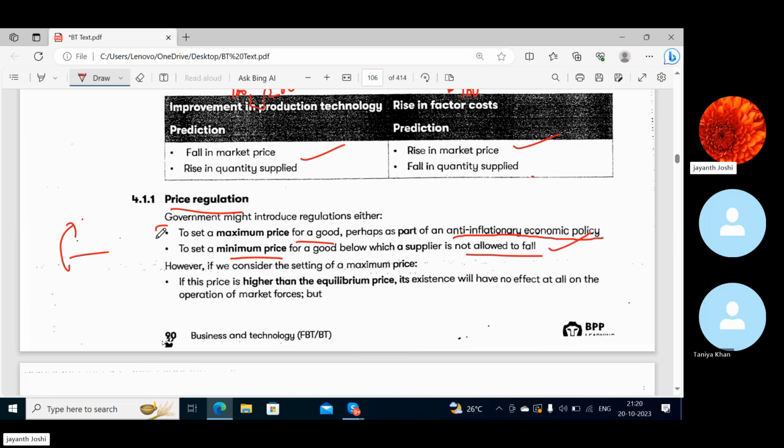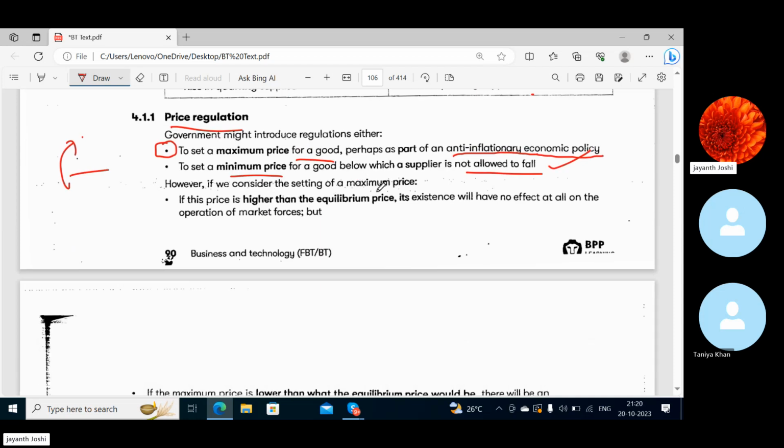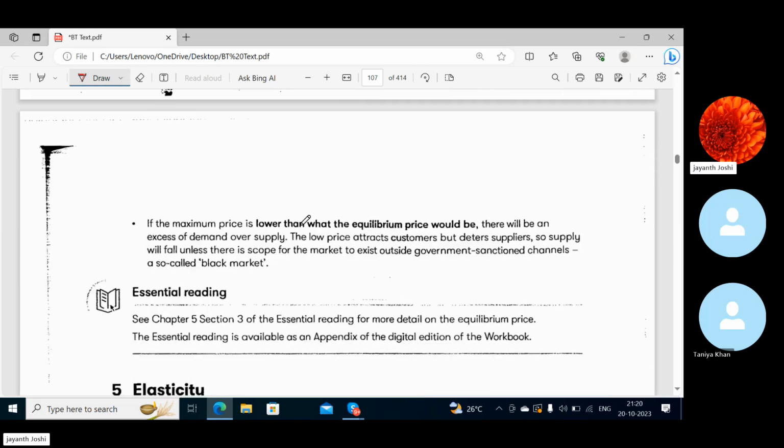So the maximum price is from the customer's perspective, that the customer should not be paying very high prices. And the minimum price is with respect to the suppliers, they shouldn't be getting less than some price. Farmers and all, they should get a minimum selling price. However, if we consider the setting of a maximum price, if this is higher than equilibrium price, its existence will have no effect at all on the operation of market forces. But if the maximum price is lower than the equilibrium price there will be an excess of demand over supply.